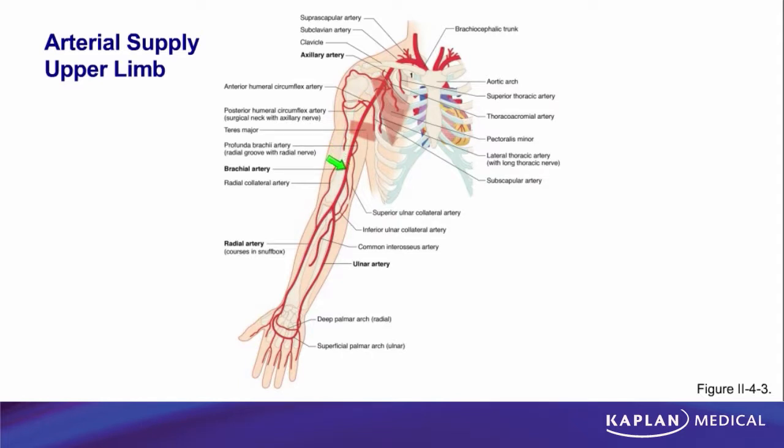As the brachial artery reaches the elbow, just after it crosses the elbow, it divides into a radial and an ulnar artery, and then both radial and ulnar arteries cross the wrist and enter the hand.